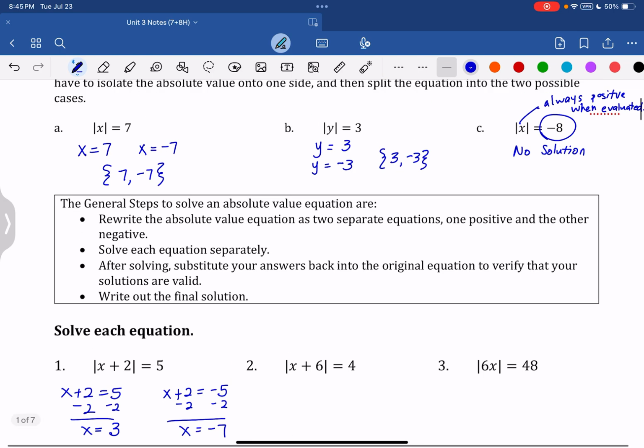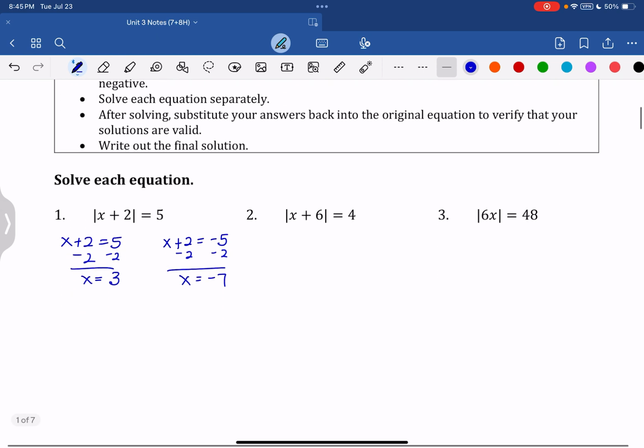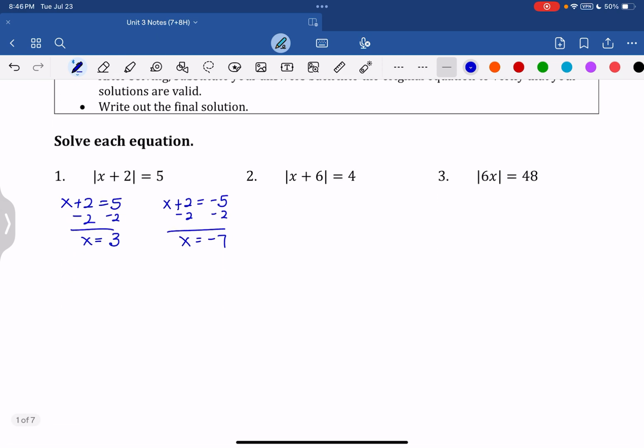Now, in our examples up there, they were the same number. How come they're not the same number here? Well, because we're adding or subtracting. So we can double check and make sure that they both work.